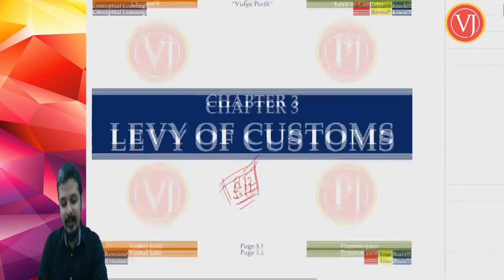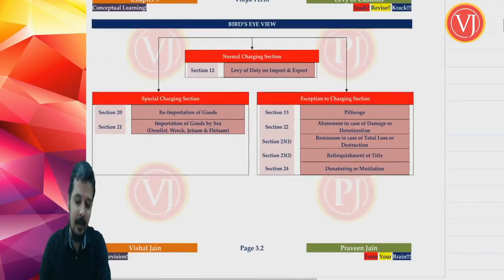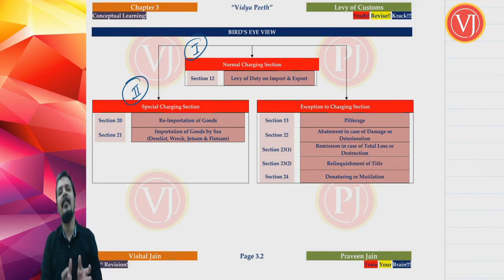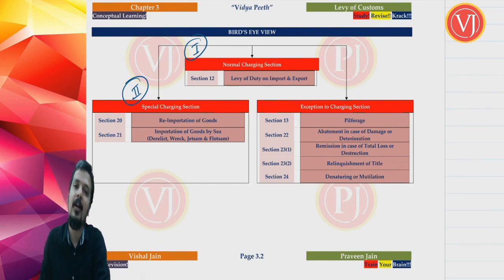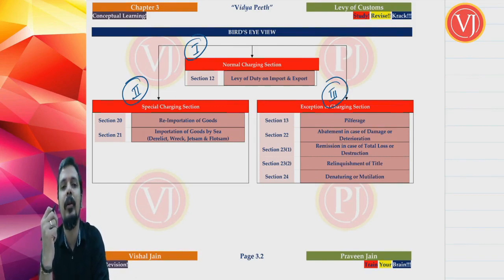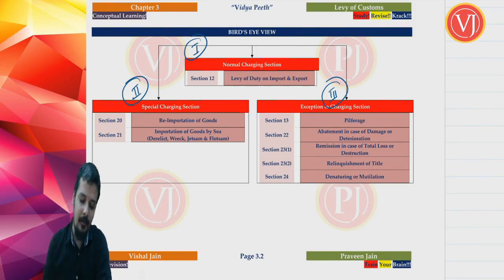Right. Now when you see this chapter, we have divided this chapter into 3 subtopics. The first subtopic will be talking about your base charging section, that is section 12 of your Customs Act 1962. The second subtopic we are going to talk about special charging section. Friends, understand that there is nothing called a special charging section. We are understanding this as special charging section, where the focus will be on section 20 and section 21, and the third is exception to charging section, where we will be discussing section 13, section 22, section 23 subsection 1, section 23 subsection 2 and section 24.